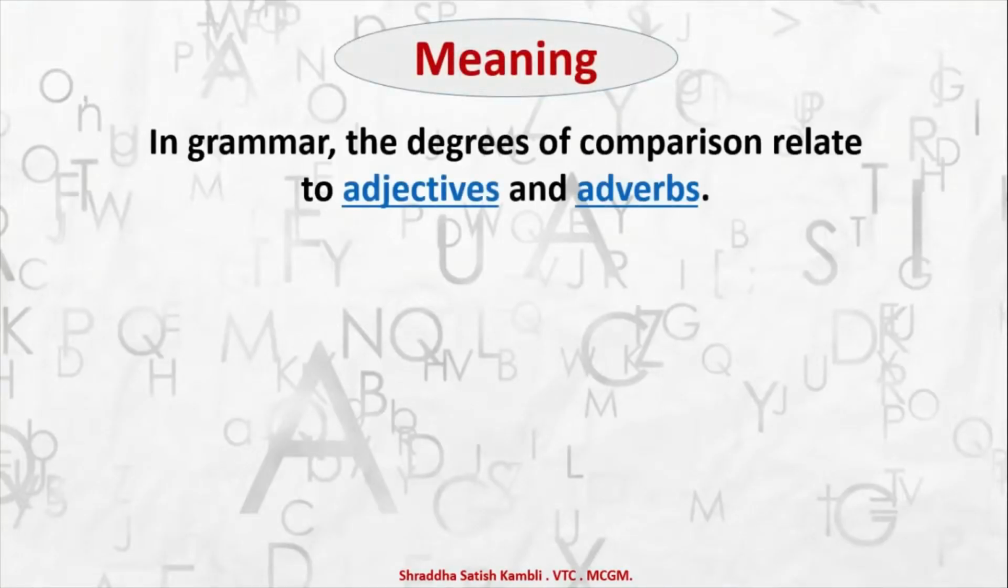We'll start with the meaning first and we will see that degrees of comparison in grammar relates to adjectives and adverbs. Now let us discuss a few things about adjectives and adverbs. So what is an adjective? An adjective is a word which tells us more about the noun, whereas an adverb is a word which tells us more about the verb. Degrees of comparison are used in connection to adjectives and adverbs.